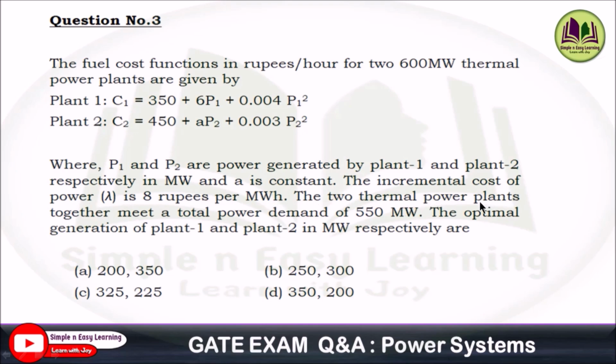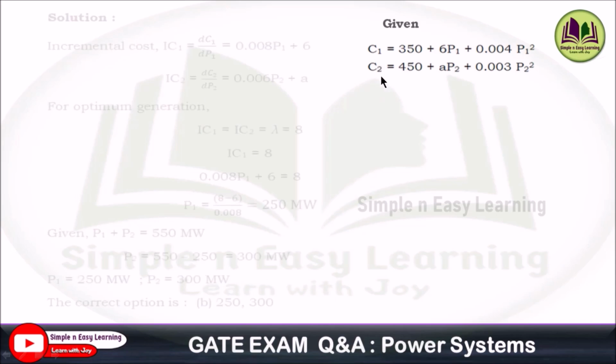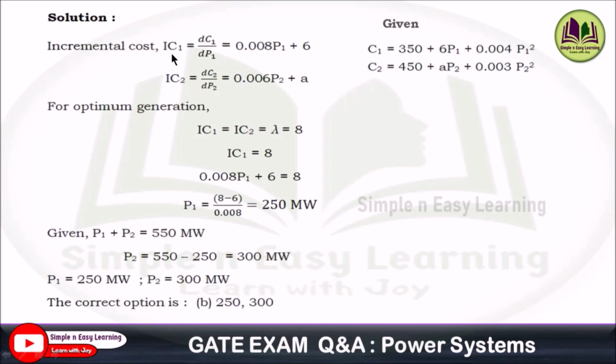The two thermal power plants together meet the total power demand of 550 megawatt. The optimal generation of plant 1 and plant 2 in megawatt respectively, P1 and P2, is what we need to find. These are the options. So now the given cost functions we are considering are C1 and C2. Solution: find the incremental cost.